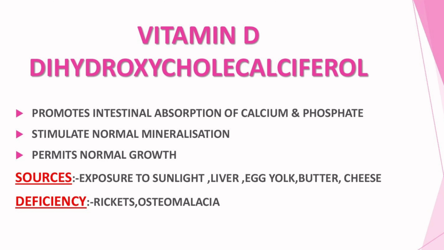Now let us see vitamin D. It is also a fat soluble vitamin. It is also called dihydroxycholecalciferol. It promotes the intestinal absorption of calcium and phosphate. It stimulates the normal mineralization of the body. This permits normal growth, and the sources are liver, egg yolk, butter, cheese. Mainly the body gets vitamin D from the sunlight. The deficiency of vitamin D leads to rickets and osteomalacia.